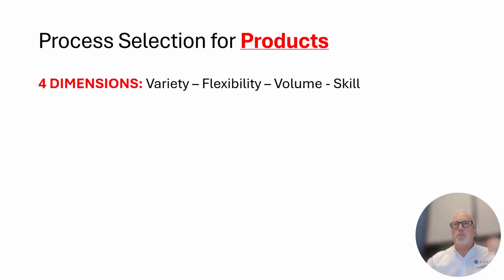When it comes to products, I want to embed these 4 dimensions in your mind. I've done a little bit more work with products, and they are variety, flexibility, volume, and skill. So how much variety are your products going to have? Do you just sell the same thing over and over and over again, like gasoline at the Wawa station? That gasoline is pretty much the same, although you can get super and high test and all that. There are 3 different levels of it, but still not a whole lot. It still comes out of the same pump.